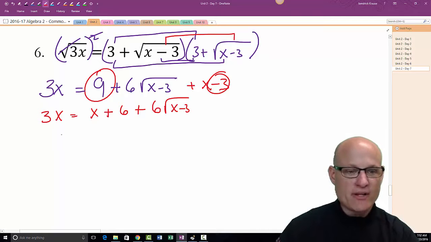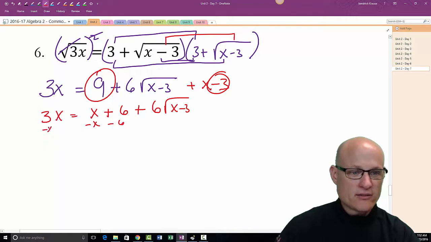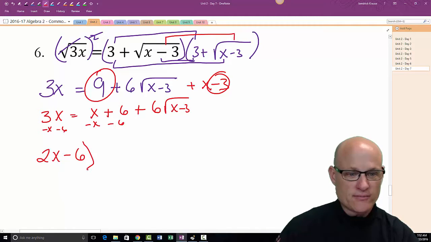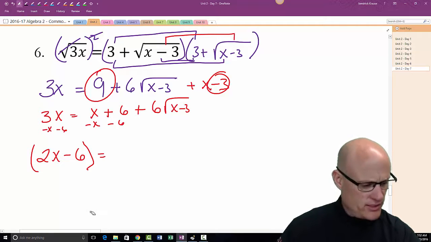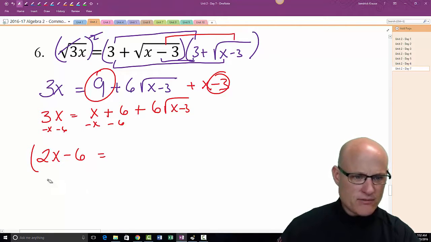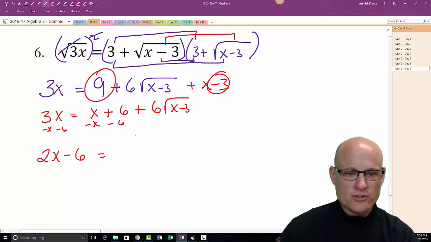All right, everything's got to come to the left side, so we'll subtract x, subtract 6, subtract x, subtract 6. So I end up with 2x minus 6 equals, don't know why I did that. Not ready for that yet. Equals 6 square roots of x minus 3.